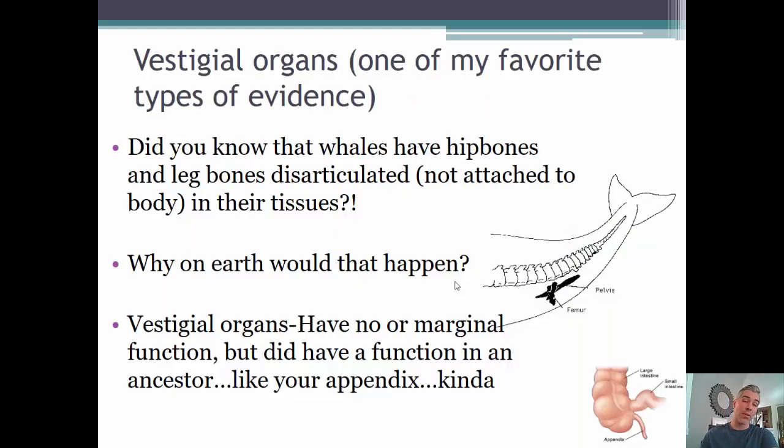One of my favorite types of evidence is actually vestigial organs. These are organs that really don't have a function, or much of a function, in a species that currently exists, an extant species. Extant means alive, extinct means dead. But in the ancestors, they had a very important purpose.